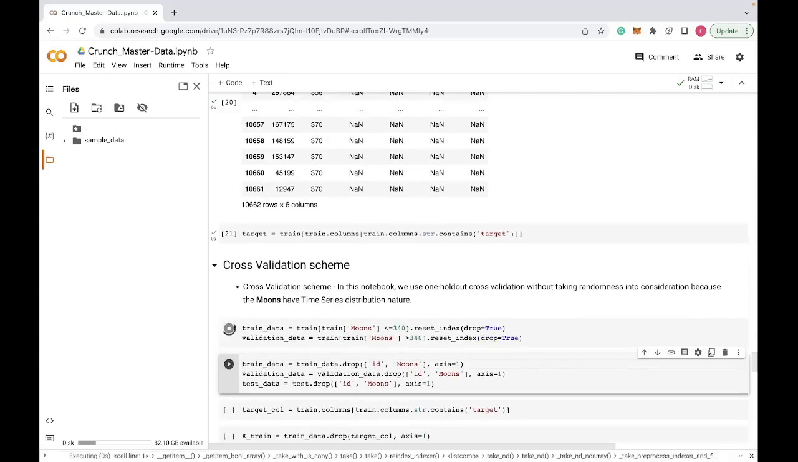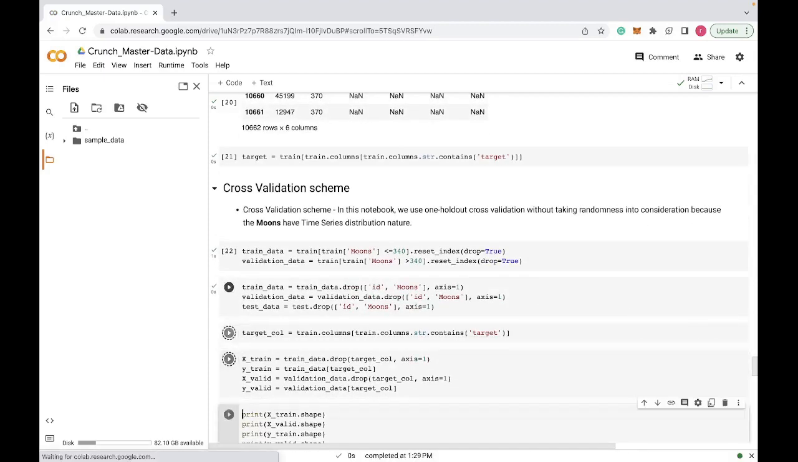In order for us to have our train and validation data, the train data consists of the months from 1 to 340, and the validation data is the months from 341 to 358. So why are we doing this? Training data is for you to train your model on, and validation data is for you to validate how your model is performing across the targets.